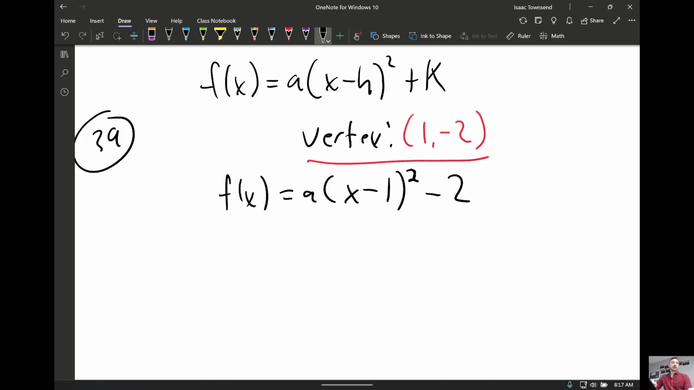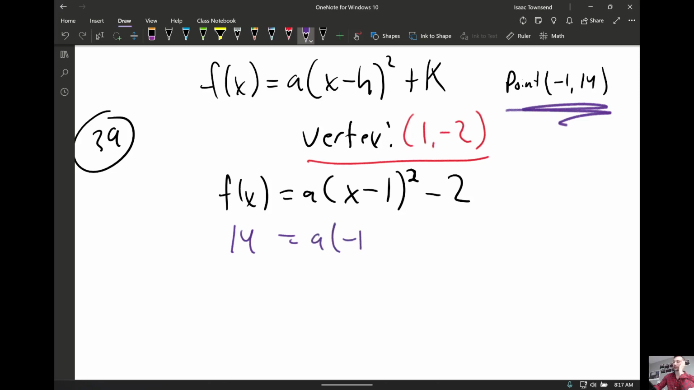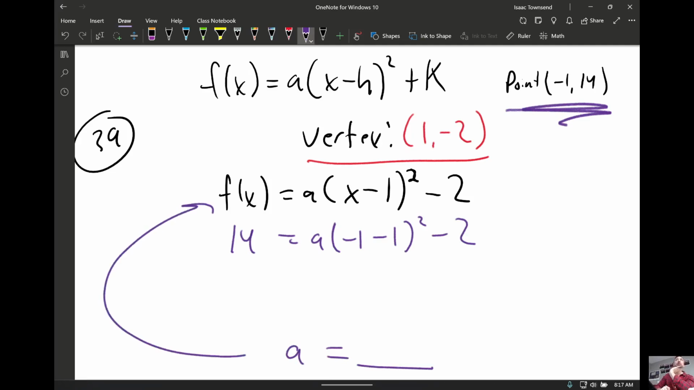But the other thing they give you in 39 that makes this possible is one other random point, (-1, 14). So the last thing you really need is to substitute A with a number, but you don't know how big A is. But what you can do is take this point and temporarily plug in 14 for Y, -1 for X. That's going to create an equation that only has A in it. So we can solve that for A, and then go back up here and plug it in and have our answer.